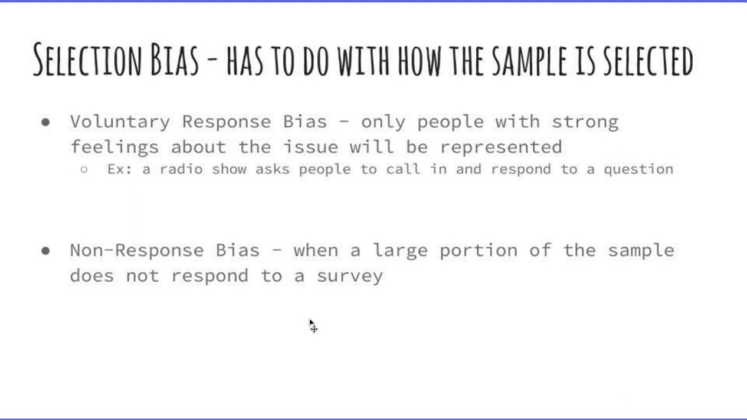All right? A non-response bias, when a large portion of the sample does not respond to a survey. So if we send out 10,000 surveys and we only get 50 of them back, there's a chance that our sample is not representative of the population because so few people chose to respond.